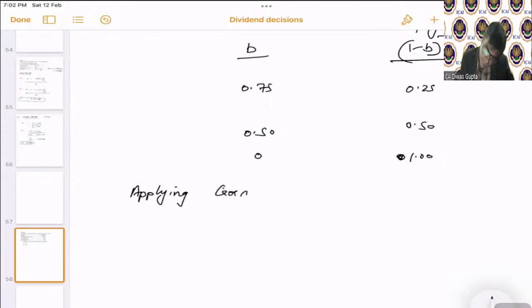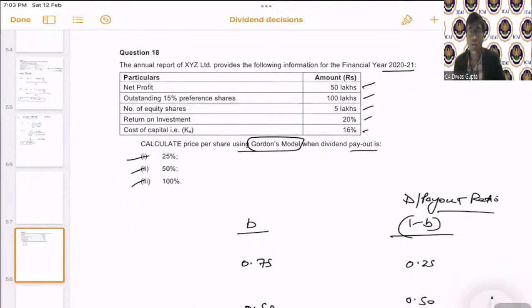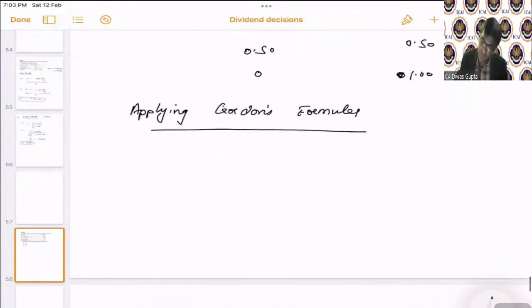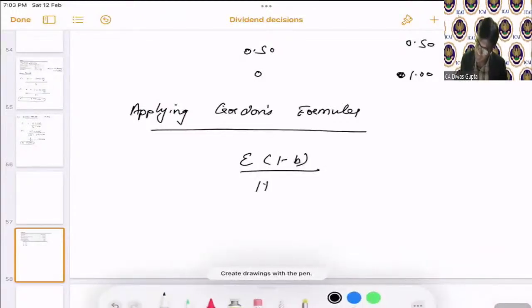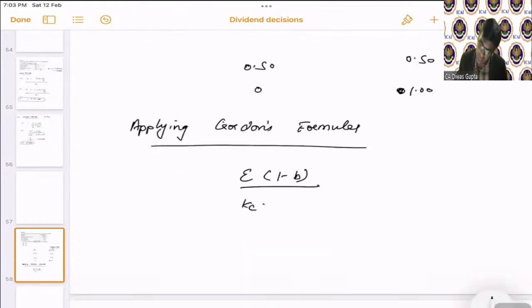Applying Gordon's formula. Now this formula we are going to apply since we can calculate the EPS from above. So earnings, 1 minus retention, divided by KE minus B into R. This is the formula to calculate the price.